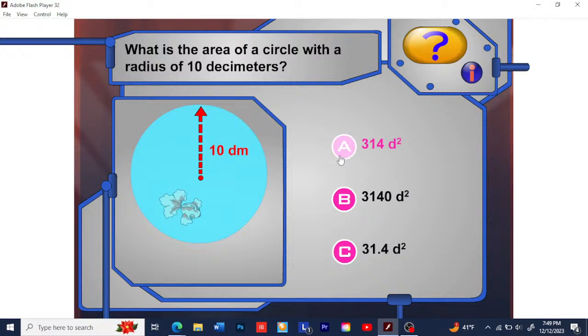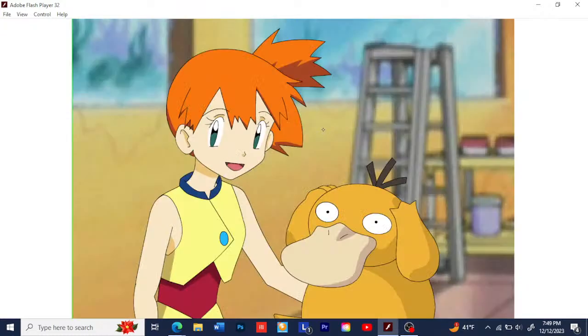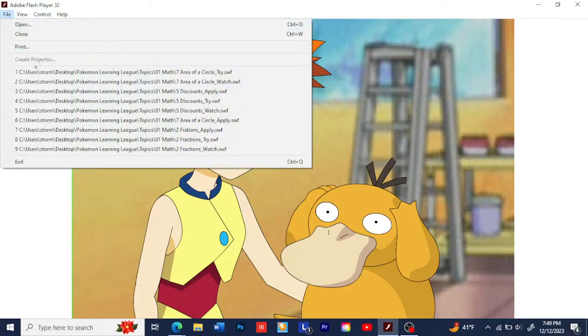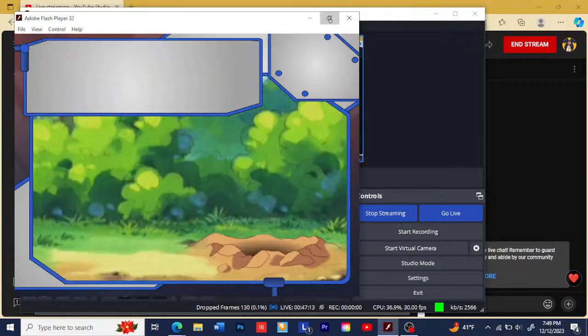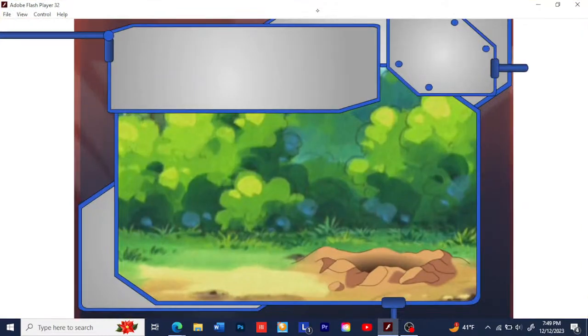What is the area of a circle with a radius of 10 decimeters? Right! The radius squared is 100, and 100 pi is 314. You guys did great! Are you ready to try a bigger challenge? You might need to use scratch paper or a calculator for this challenge.